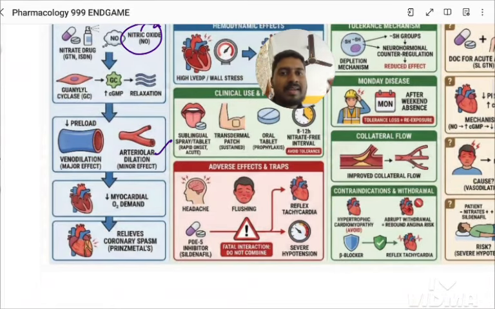With venodilation, less blood comes into the heart. So in a failing heart, the myocardial oxygen demand decreases, because now you have less load on the heart and less pressure to pump out. It also relieves coronary spasm in the case of Prinzmetal's angina.